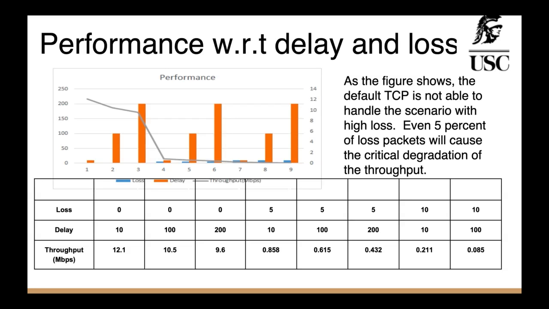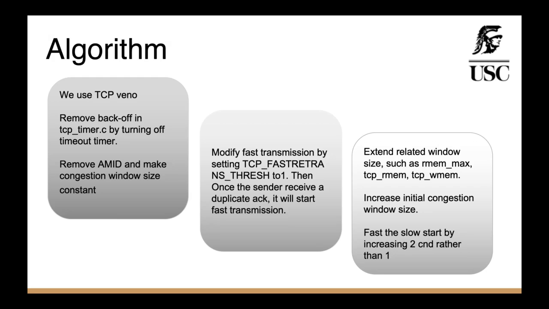At the first part, I'm showing you the performance due to delay and loss for the FTP throughput. As you can see in the figure, the default TCP is not able to handle the scenario with high losses. Even 5% of lost packets will cause critical degradation of the throughput.